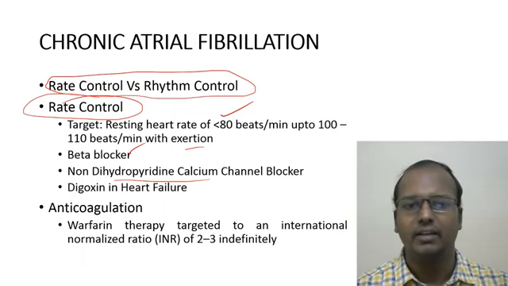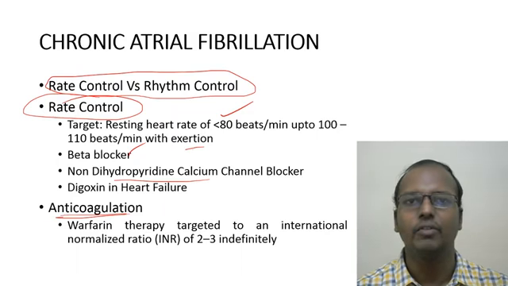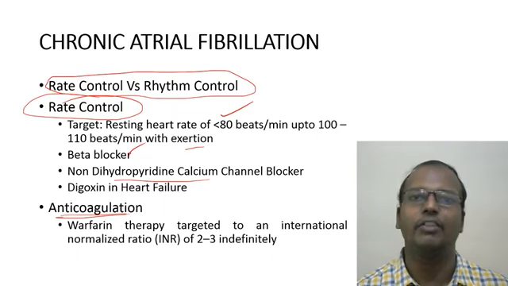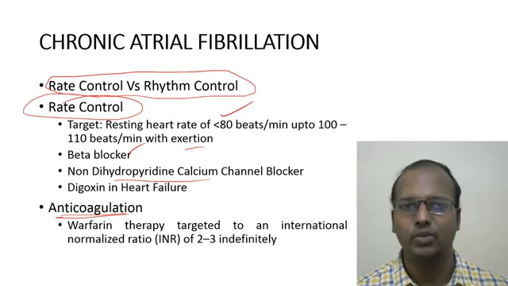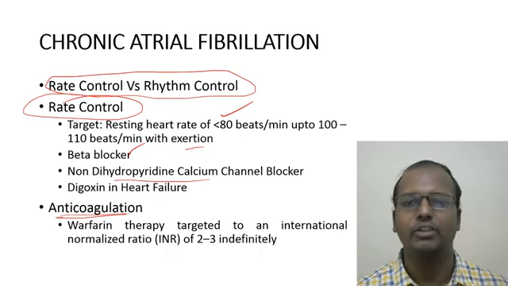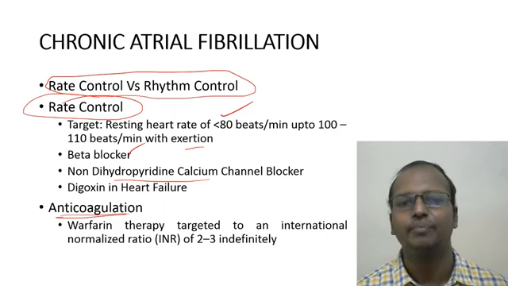Okay, and the next most important step is anticoagulation. For any patient with valvular heart disease with atrial fibrillation, you should give anticoagulation. For non-valvular causes of atrial fibrillation, you can go ahead for a scoring called CHA2DS2-VASc scoring. Okay, that is very important.